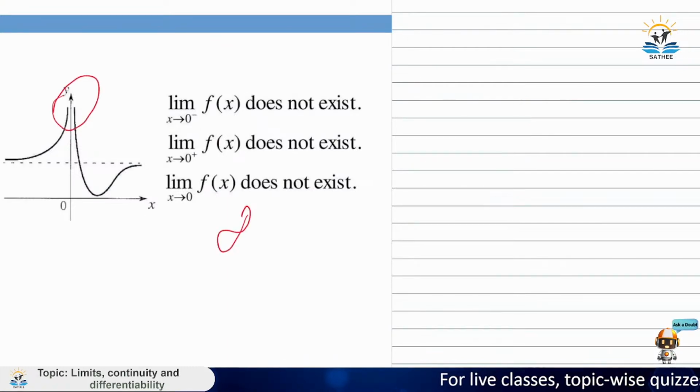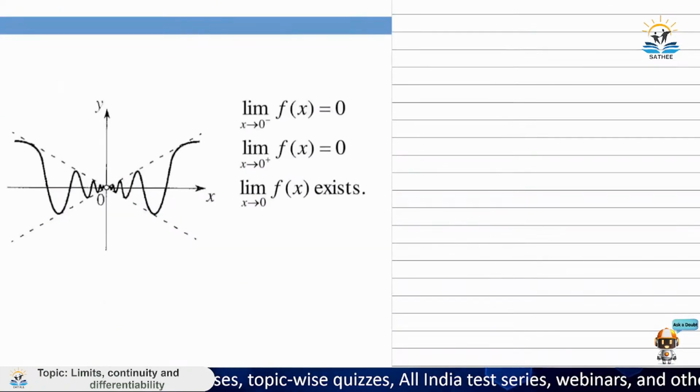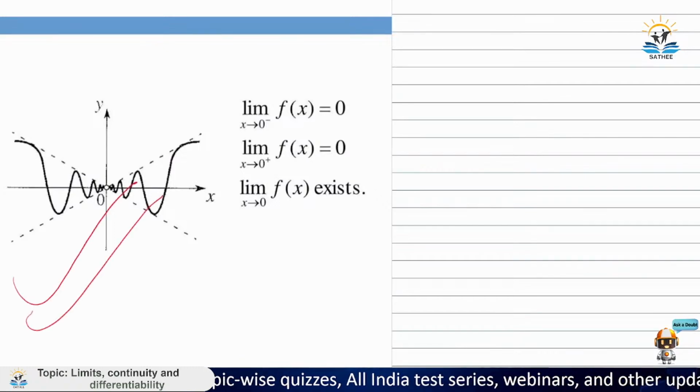One would say, why not? These both points are going to infinity, so they are equal. But these are going to infinity, and infinity is not defined in mathematics. So we can say that the limit does not exist here. Yeah, here the limit exists.